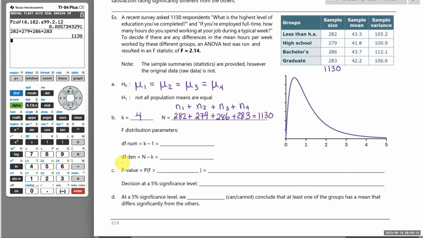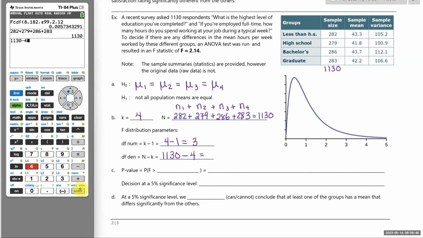All right, so then let's go to the parameters that we need that describe this particular F distribution. So 2 degrees of freedom. Degrees of freedom in the numerator is K minus 1. So we had 4 populations, so 4 minus 1 would be 3 degrees of freedom for the numerator, and degrees of freedom for the denominator is your grand total number of observations minus K, the number of populations under consideration. So 1,130 minus 4 is 1,126.